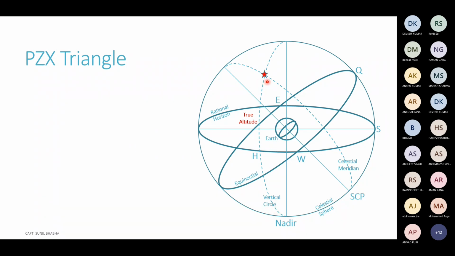And this is the celestial body, the red color star which you see, which we are referring to right now. If you consider this arc of the vertical circle contained between the horizon at point H up to the center of the celestial body, we just now saw that this is the true altitude of the body. So all these things we have discussed already. There's nothing extra here. Now we will try to find out the concept of the PZX triangle, which is hidden in this particular diagram only.